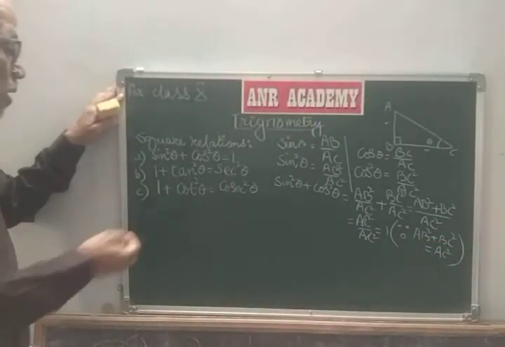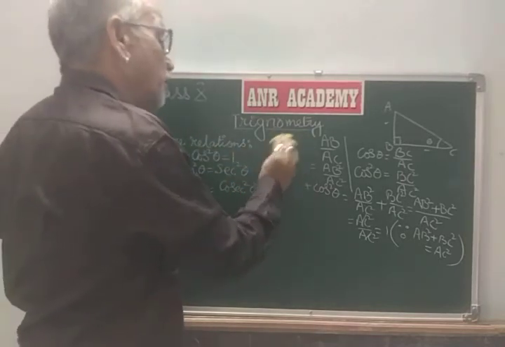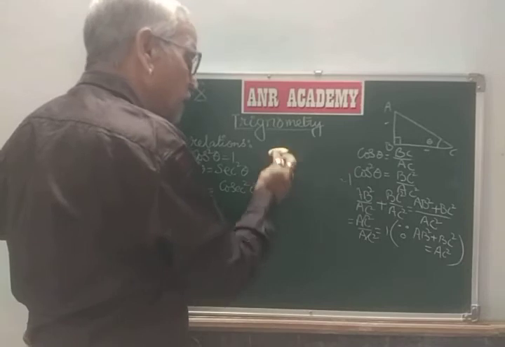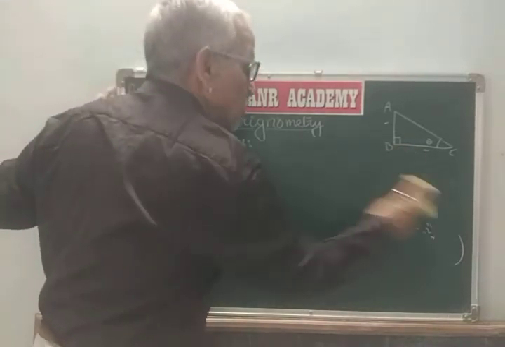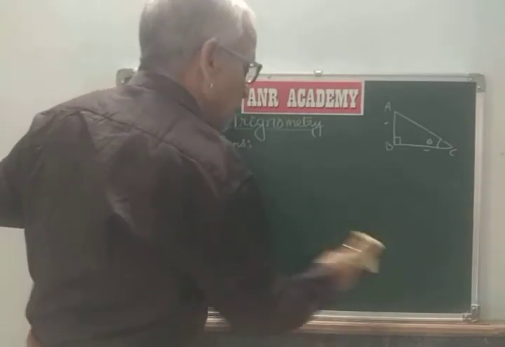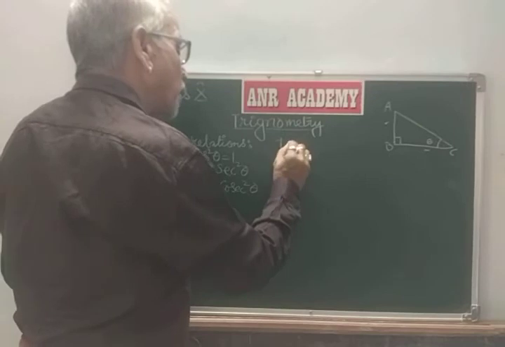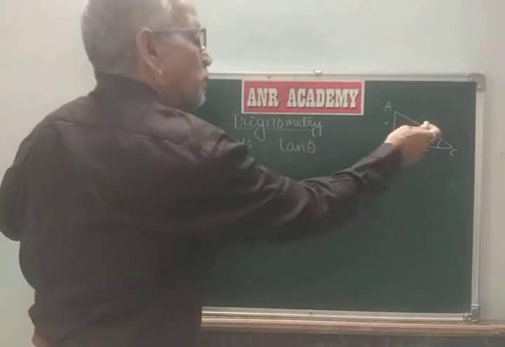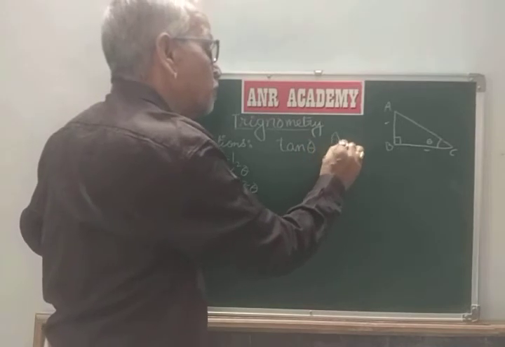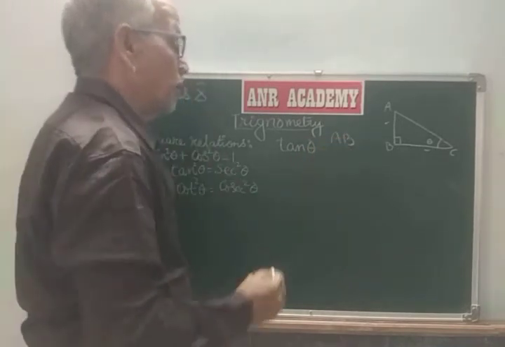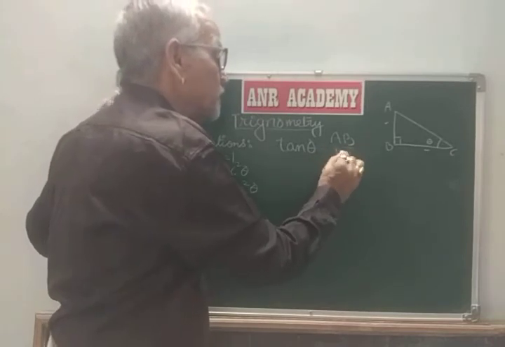Yes. So now let us go to the second square relation. What is the second square relation? 1 plus tan square theta is equal to secant square theta. So tan theta, according to this diagram for theta, what is your tan theta? Opposite side, that means AB, by adjacent side BC.